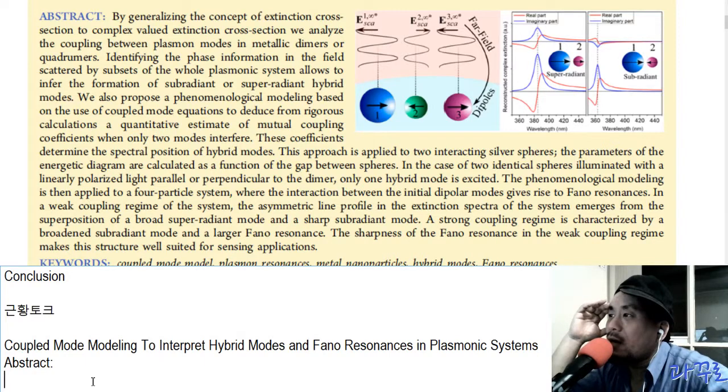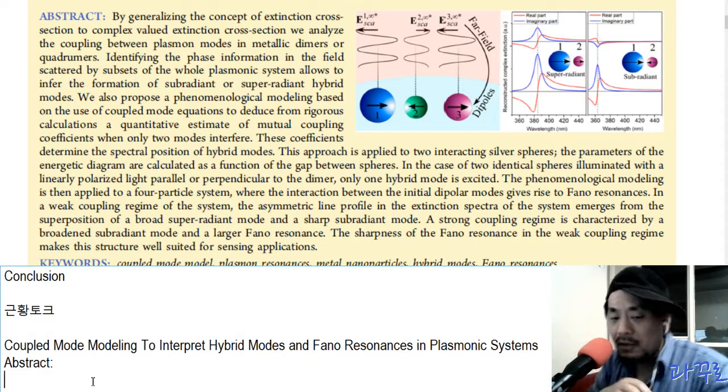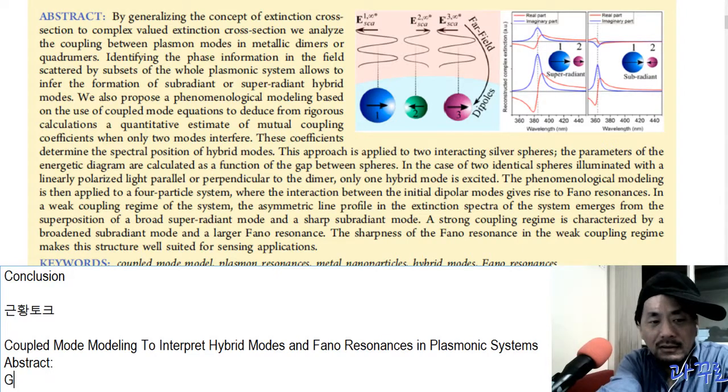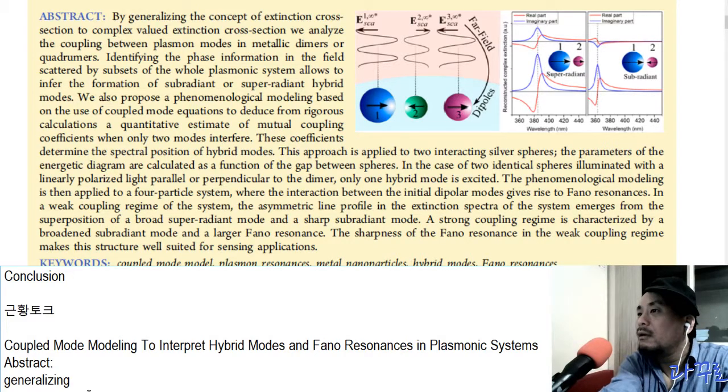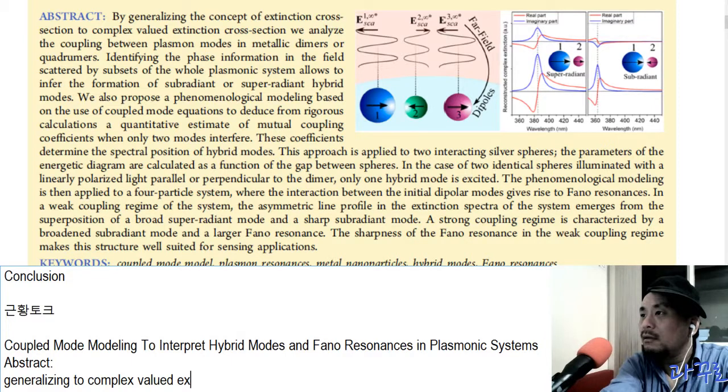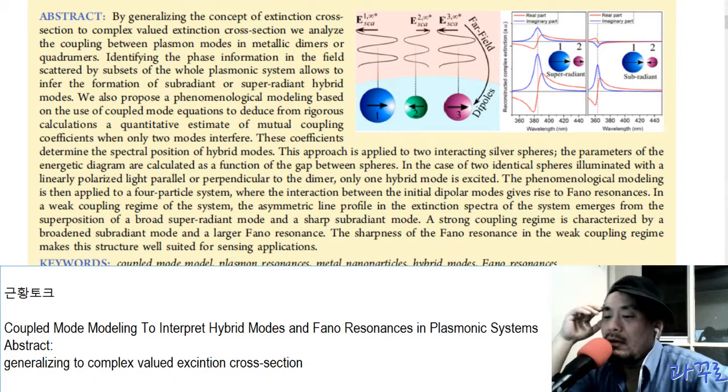By generalizing the concept of extinction cross-section to complex-valued extinction cross-section, we analyze the coupling between plasmon modes in metallic diamonds or quadrumers. Identifying the phase information in the field scattered by subsets of the whole plasmonic system allows to infer the formation of subradiant or superradiant hybrid modes. Alright, so generalizing.